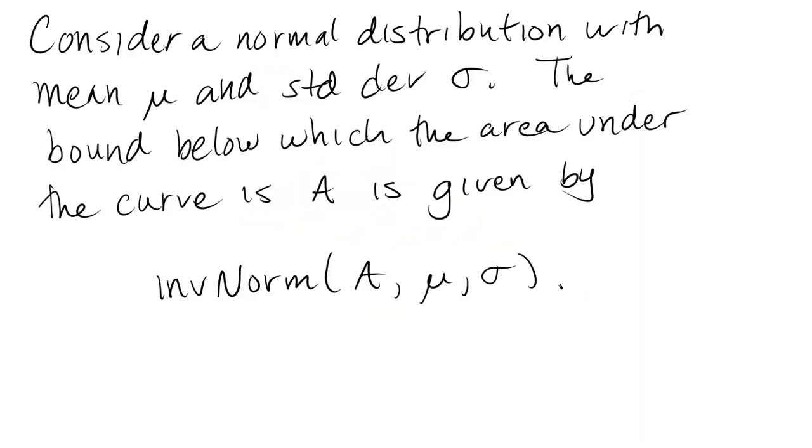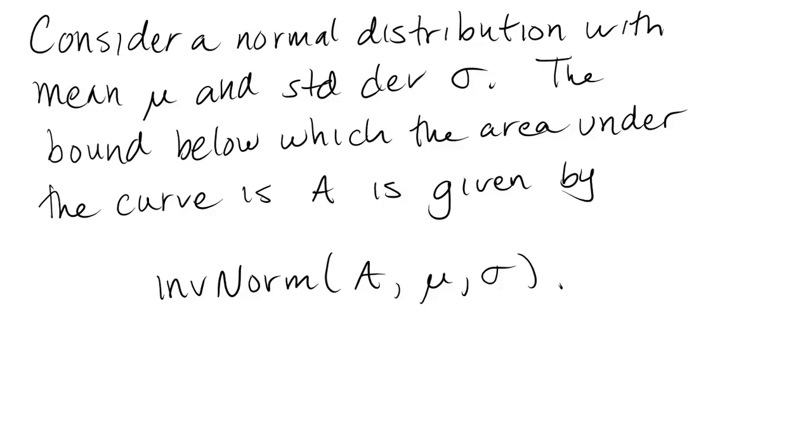Consider a normal distribution with mean mu and standard deviation sigma. The bound below which the area under the curve is A is given by invNorm of the area, the mean, and the standard deviation. Now I admit the way that this is worded is kind of weird. The bound below which the area under the curve is A.